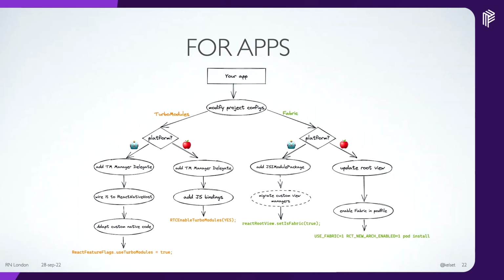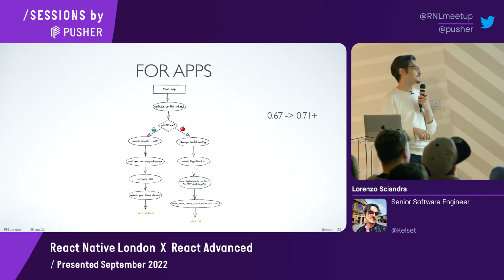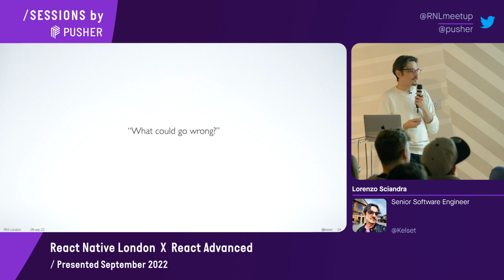For apps, it's a bit more interesting, or should I say it used to be. This is what you had as a flow of actions when you were targeting 70. From 71, because of this extra work that the Meta team has been doing on simplifications, it's actually much simpler. We lose a bit of granularity, but at the same time, it's smaller. It looks like less work. So hopefully it will be like that. Now, what could go wrong?